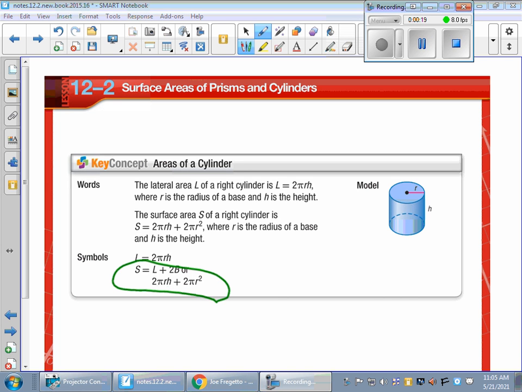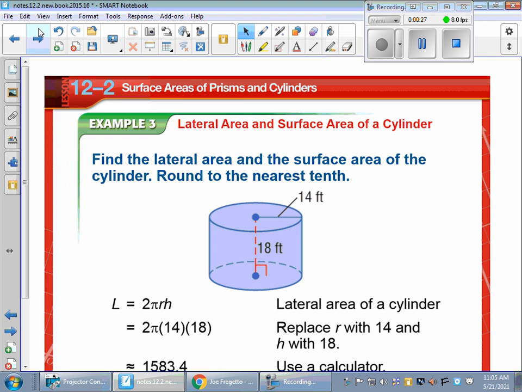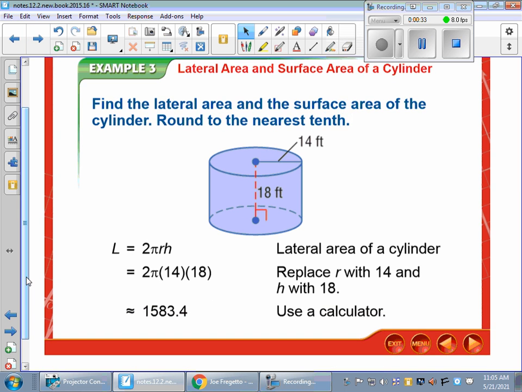Now, knowing that we have circles, it's 2 pi r h, radius and height, plus 2 pi r squared. This is where the concept of the label of a can comes into play. Lateral area, if you think about it, would be the label on a can. So that's what you're looking at here to find the L, 2 pi r h. In this case, our radius is 14 and our height is 18. Multiply that, and you get this number right here.